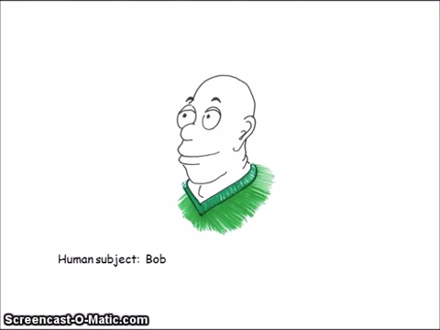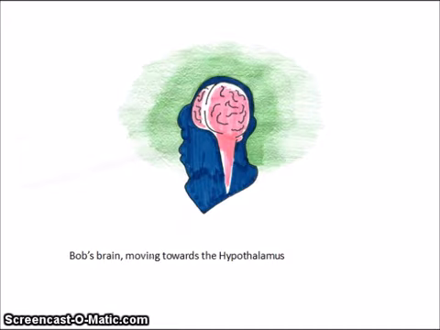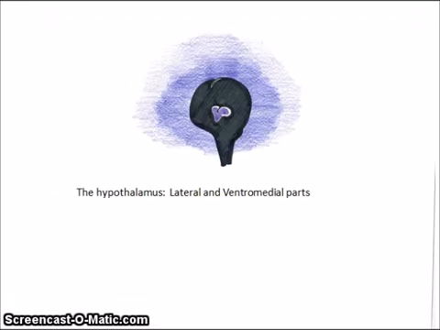Eating is an animal behavior, but in this particular case, we're talking about human behavior. So as you can see, we have Bob back again, the infamous person who was afraid of spiders. Inside of Bob's head is his brain. And inside the core of the brain is the hypothalamus. The hypothalamus is not just one part. It's actually a couple of different parts, but the two that we'll be talking about in this particular part is the lateral and the ventromedial hypothalamus.